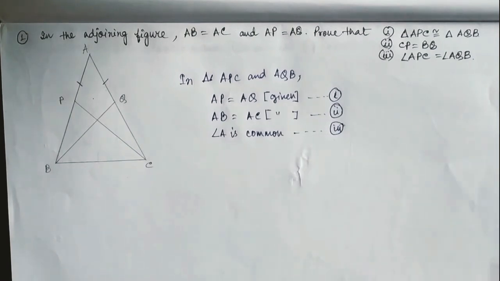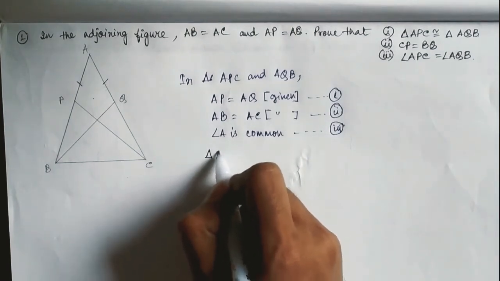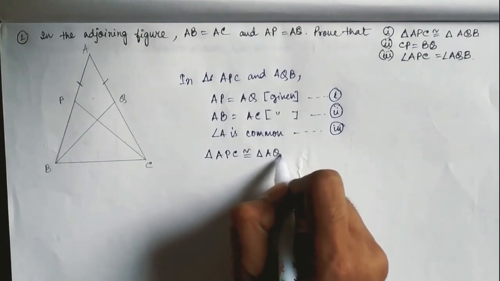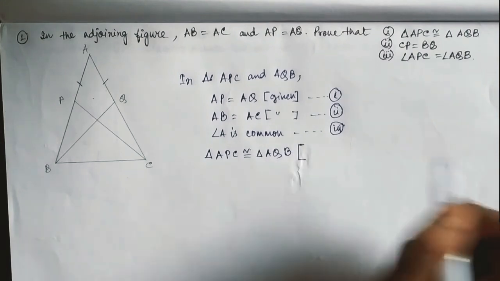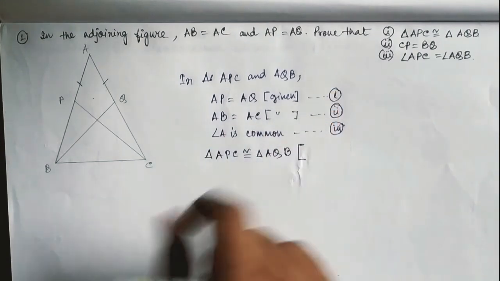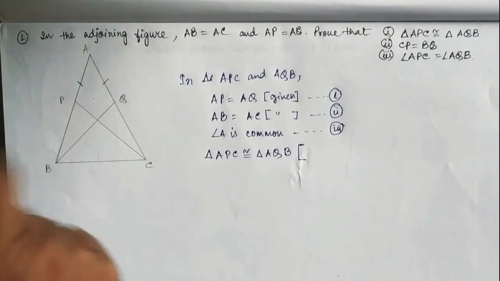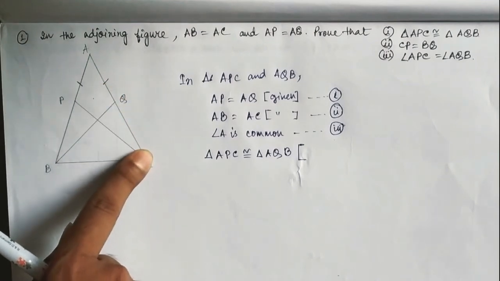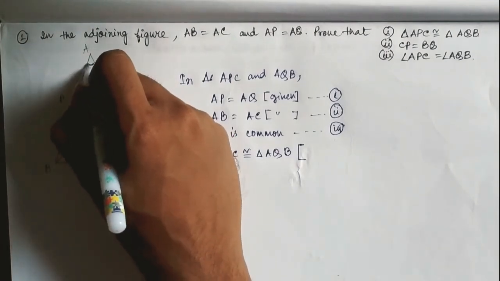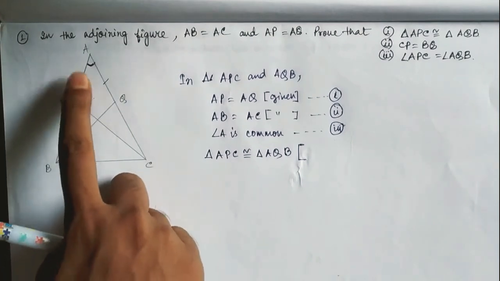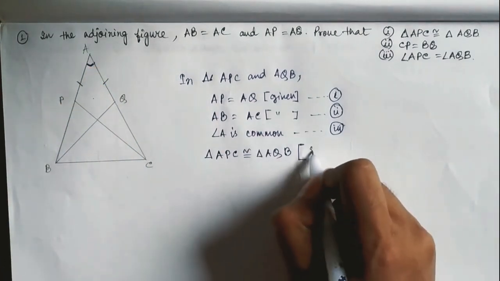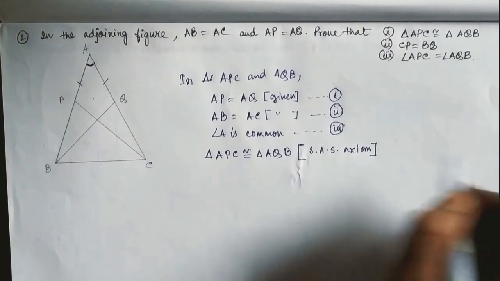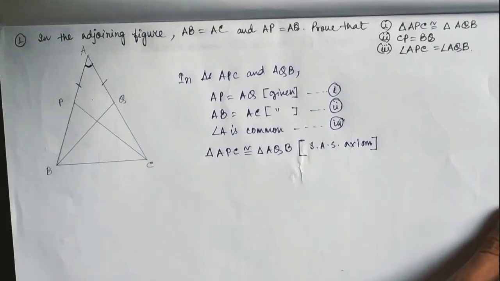So from these 3 points you can conclude that triangle APC is congruent to triangle AQB. Now, why are they congruent? We have got 3 points. This side AP is the same in both the triangles, then this side AC is the same in both the triangles, and the angle between them is the same. So side angle side axiom. So by SAS axiom of congruency, I am just writing SAS axiom, you will write the remaining of congruency.